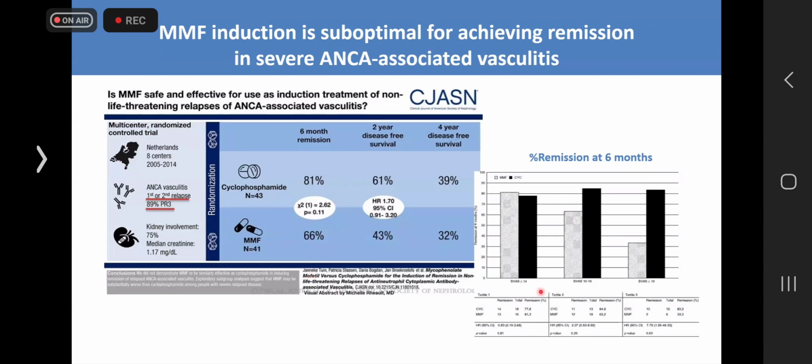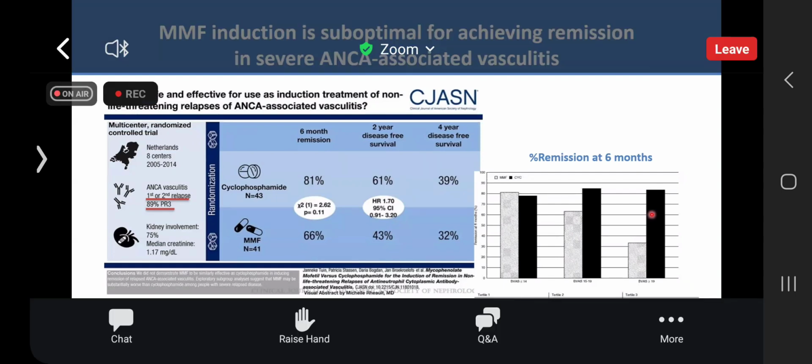And it was a multi-center randomized controlled trial, and particularly if you look at the subgroup analysis by BVAS score, those with the highest BVAS score, the most severe disease, as you can see in the cyclophosphamide group compared to the mycophenolate group, as the BVAS score gets higher, the cyclophosphamide seems to be much better at achieving a remission at 6 months. So for severe organ-threatening disease, I think it's not as good. Mycophenolate is not as good as cyclophosphamide, certainly.